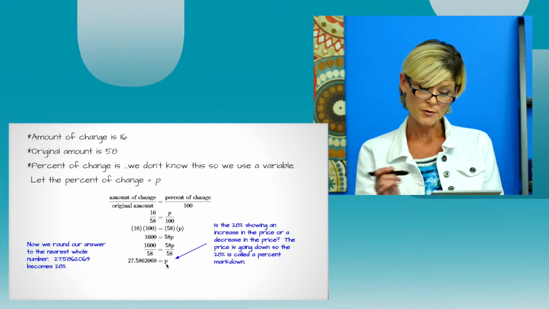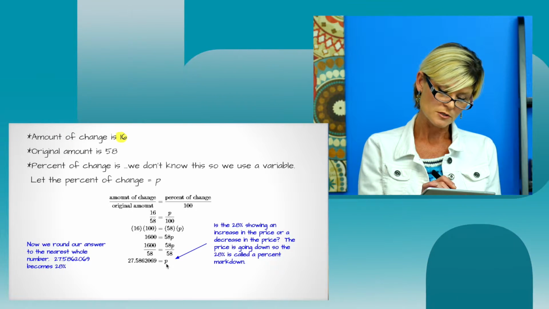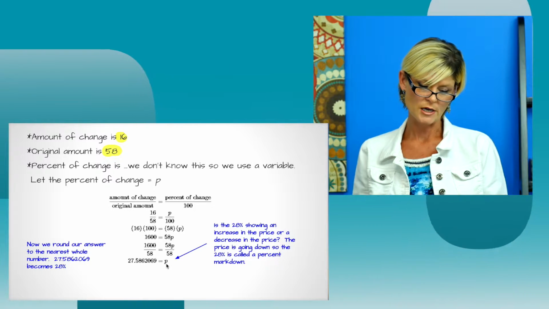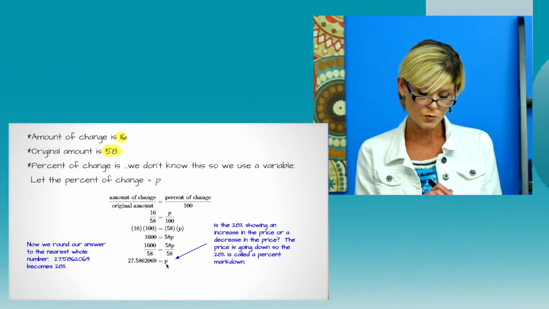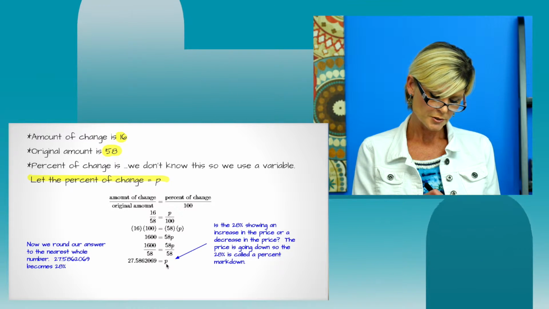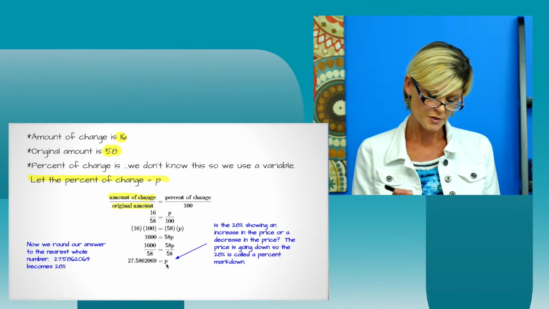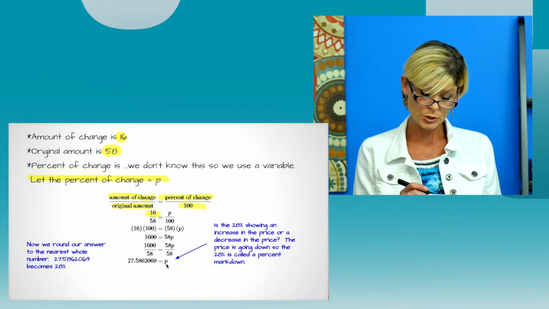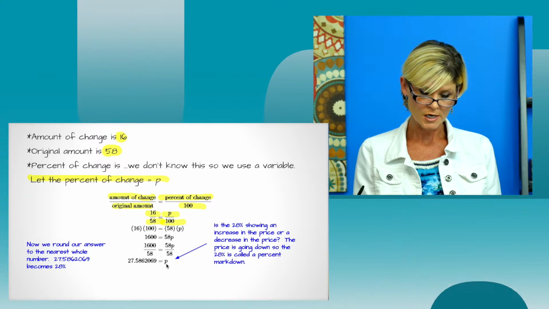Let's restate what we know. The amount of change is 16. The original amount is 58. And the percent of change is, well, that we don't know. So we're going to use a variable, and we're going to let the percent of change equal P. So here's our proportion. The amount of change over the original amount equals the percent of change over 100. So we have 16 over 58 equals P over 100.